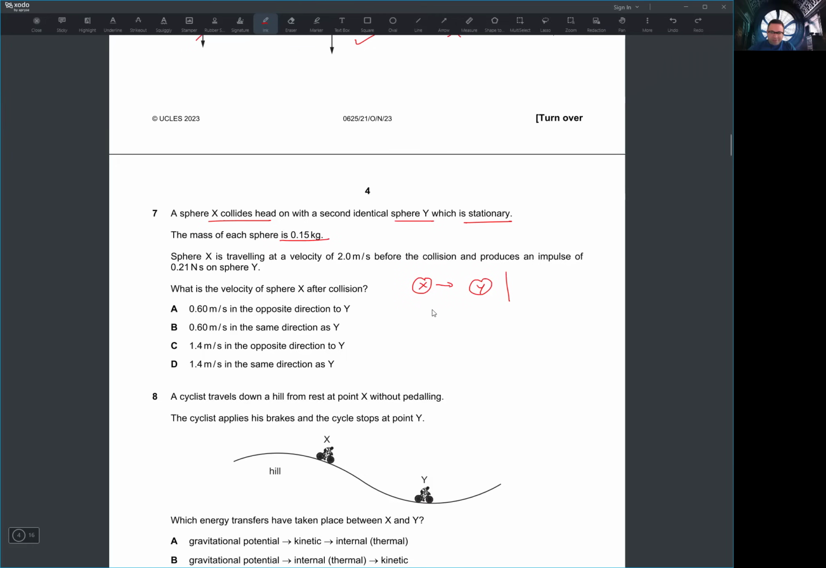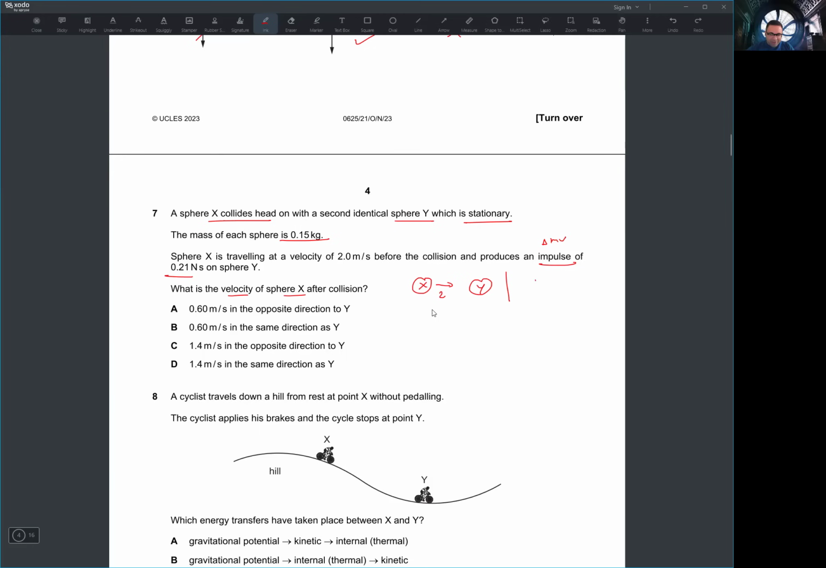Sphere X is traveling at a velocity of 2 meters per second before the collision and produces an impulse of 0.21 newton seconds on sphere Y. What is the velocity of sphere X after the collision? What is impulse? Impulse is simply another way of saying change in momentum.